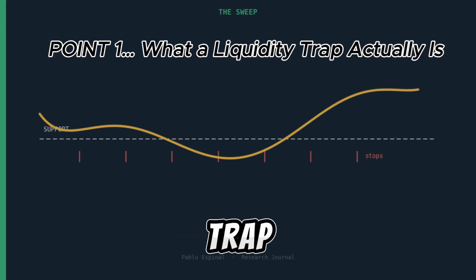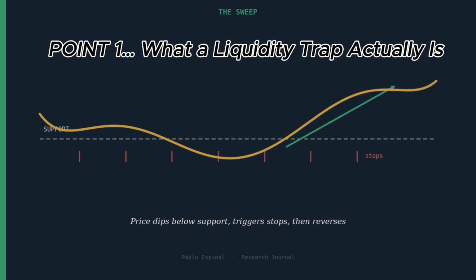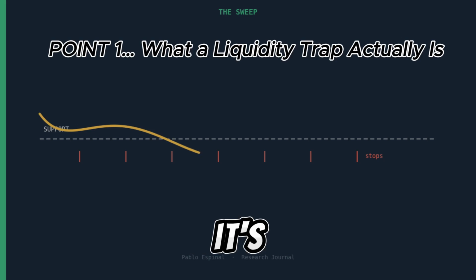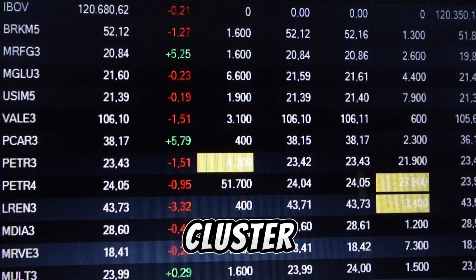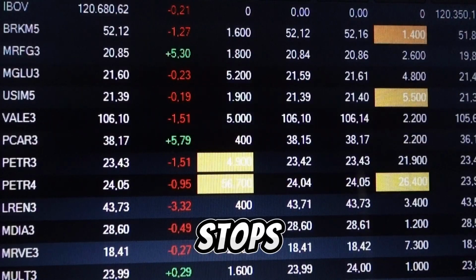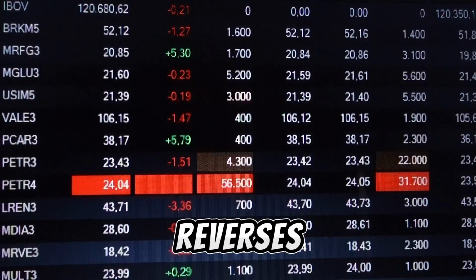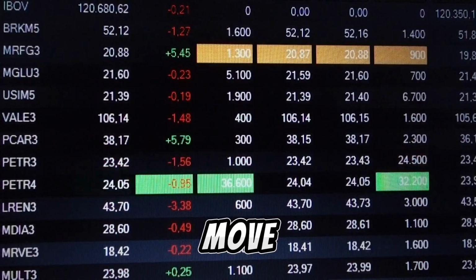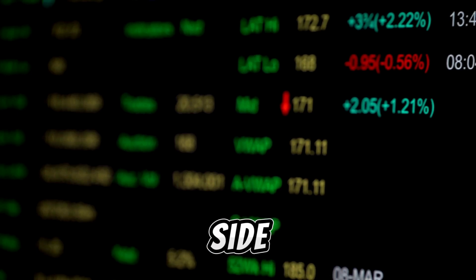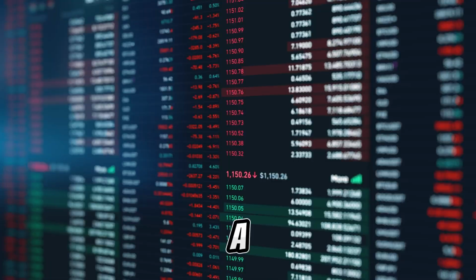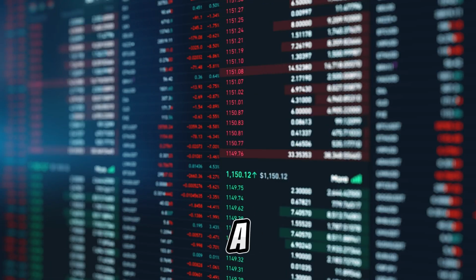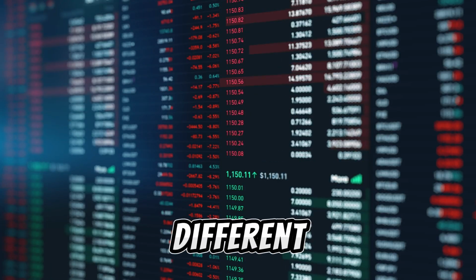A liquidity trap isn't random price action. Here's the precise definition. It's a price move that triggers a cluster of resting orders, stops, breakout entries, and then it reverses. The traders who acted on that move are now stranded on the wrong side. You may have heard it called a stop hunt, a liquidity grab, a false breakout, a bull trap, or a bear trap. Same mechanic, different names.